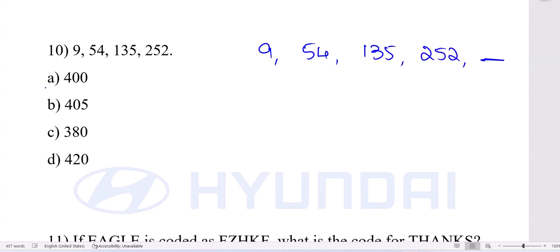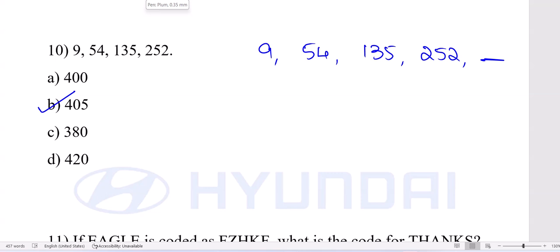Option B. So what's your logic? Yes, the sum of digits is 9 in every number. That's one simple logic. There is another way of solving this question, I agree. But the simple logic here is that every number's sum of digits is 9. 54, 5 plus 4, 9. 135, 1 plus 3 plus 5, 9. 252, 2 plus 5 plus 2, 9, like that.